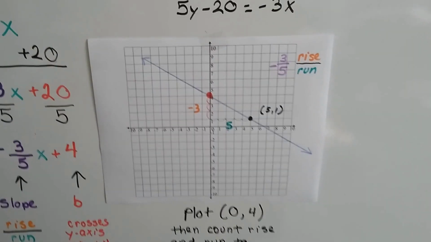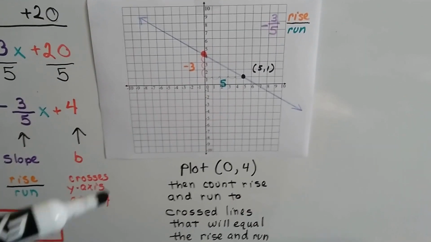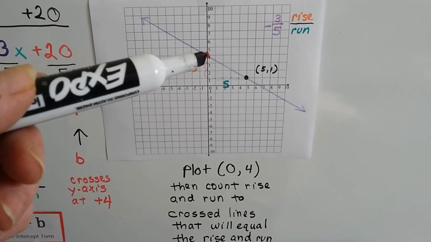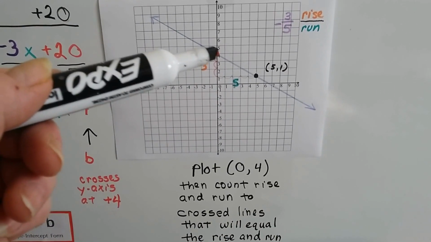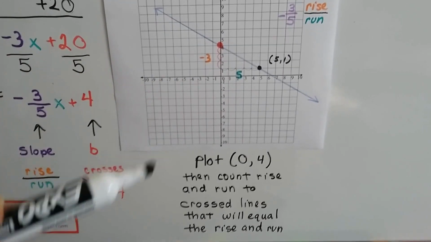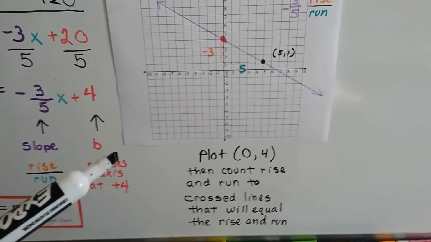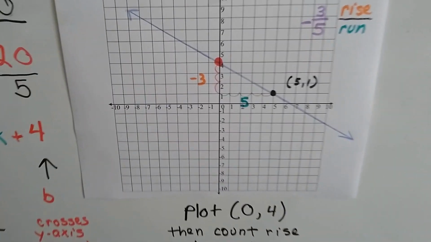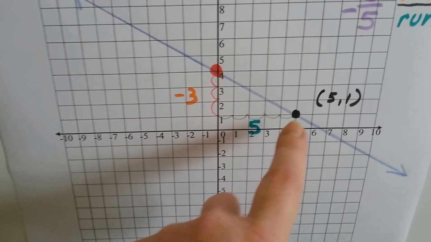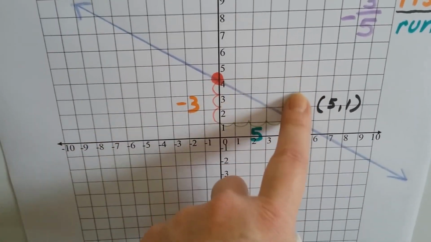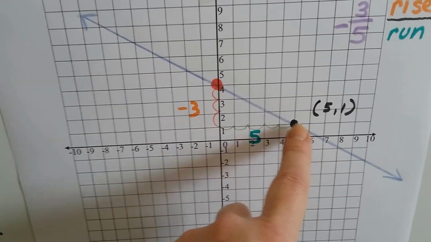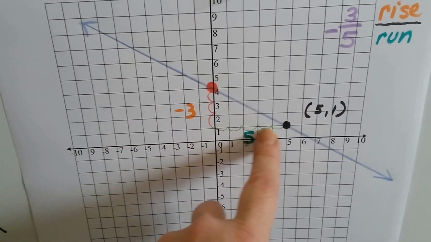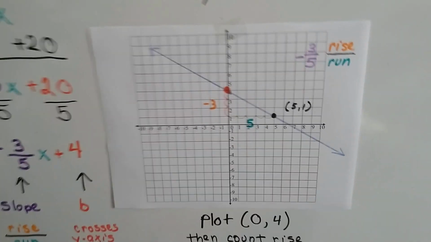We can graph the equation, see? We just plot that 0, 4 for where it hits the y-axis, that y-intercept b, and we count the rise and the run. And we look for where the lines cross, okay? See that? Came down 3, came over 5 for the rise and the run, all right?